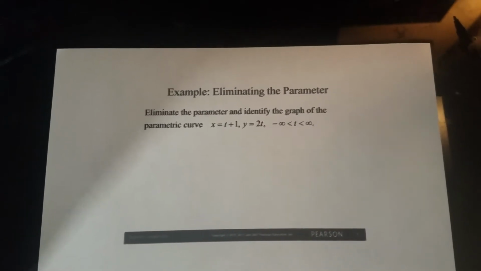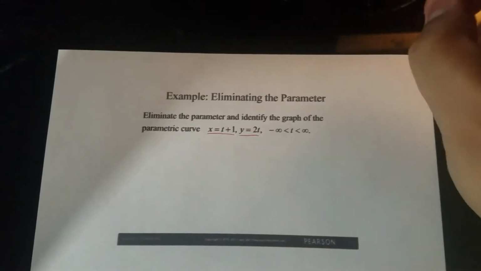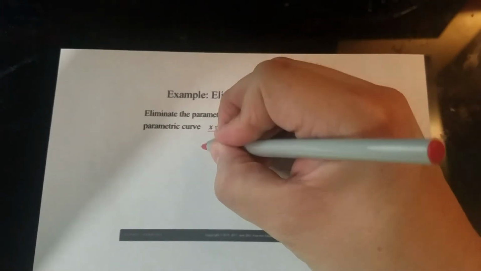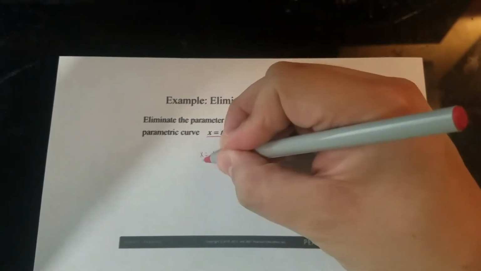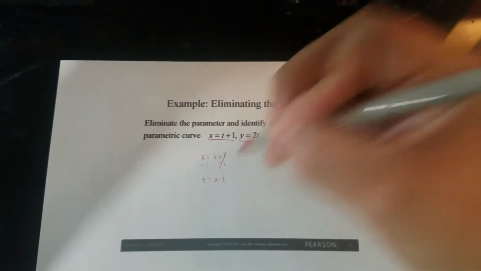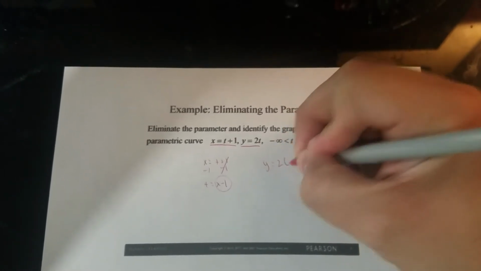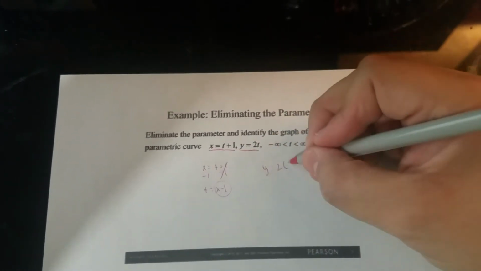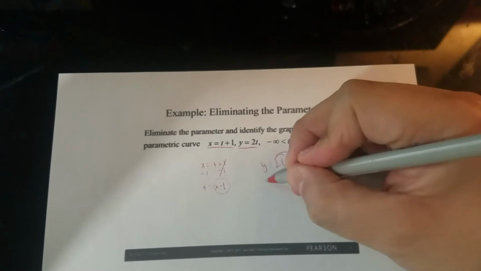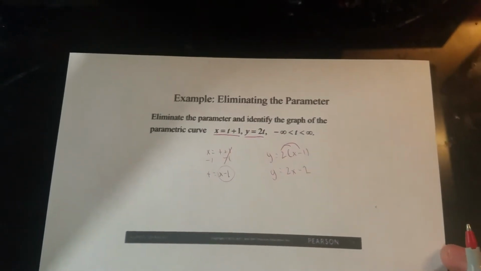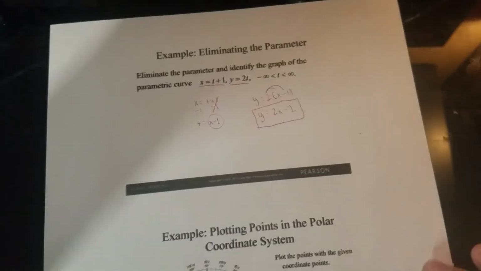Okay, so moving on, eliminating the parameter. Again, these are parametric equations, guys. I have an x, I have a y. Remember that I do want it to say y equals something. So here I'm going to use my x equation, x equals t plus 1. I want to solve for t, so it's going to be minus 1, t equals x minus 1. And I plug this into my y equation. So y is equal to 2 times t, which I know is x minus 1. Then I distribute, so it's 2x minus 2. And that's it. This is my equation. This is my answer.